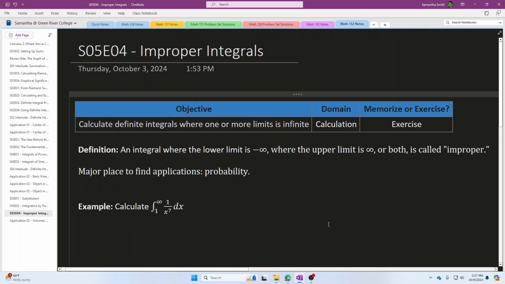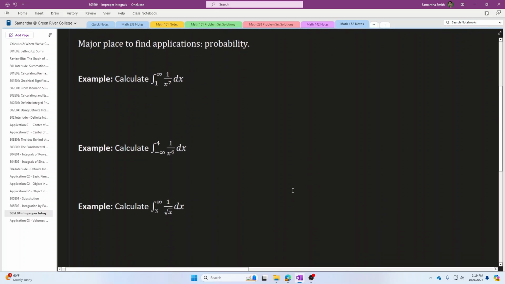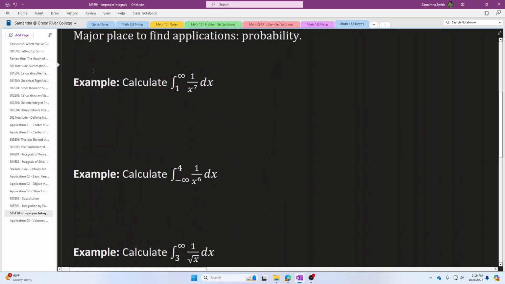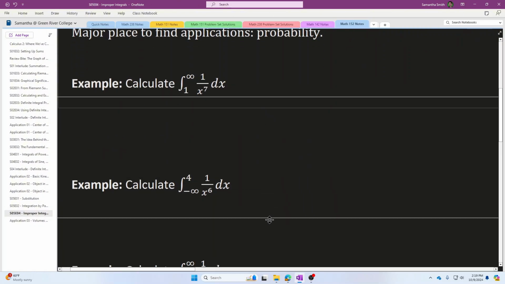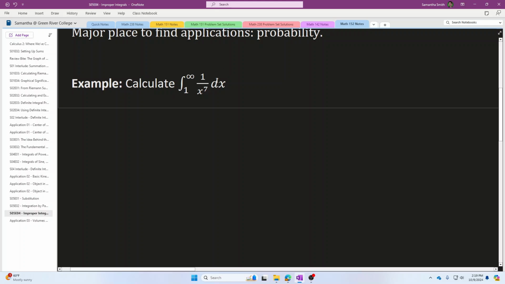In today's video, I'm going to be talking to you about something called an improper integral and how to calculate that. Okay, so to demonstrate what an improper integral looks like and how to calculate one, let's consider the following example. We're asked to calculate the integral from 1 to infinity of 1 over x to the 7th power dx.